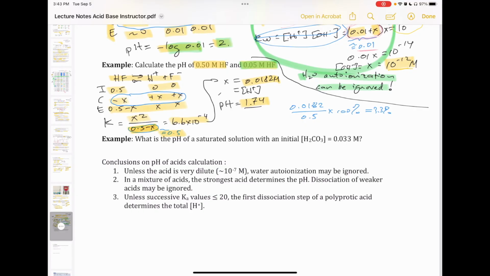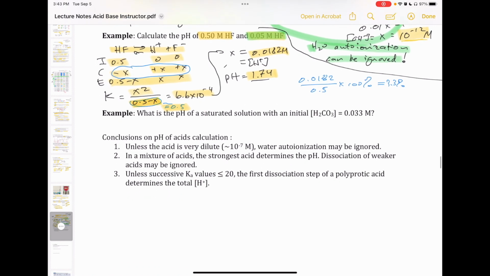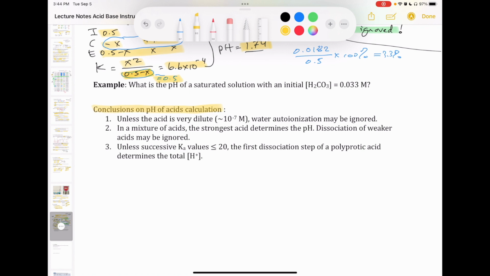Let me wrap up our discussion on the calculation of pH of acids by summarizing some of the important information that we learned from solving these problems. The first one here is that unless your acid is very dilute, something like 10 to the minus 7 molar, you can ignore water autoionization. In fact, except in the first problem where we specifically looked at it, all the other problems we've been ignoring autoionization of water. When you have a mixture of acids, let's say two weak acids or a strong and a weak acid, the strongest acid, which means the largest Ka, will determine the pH.